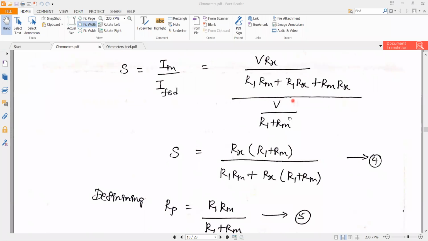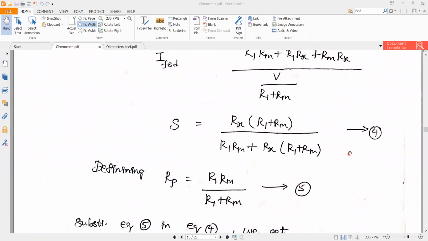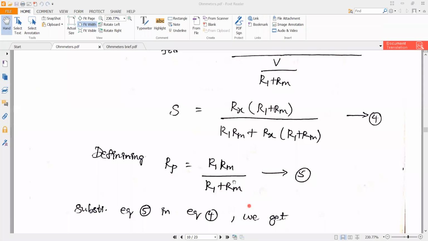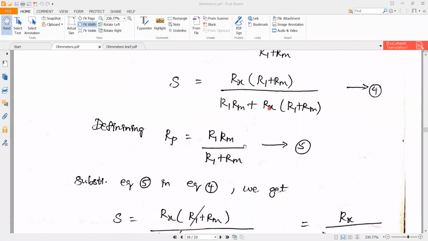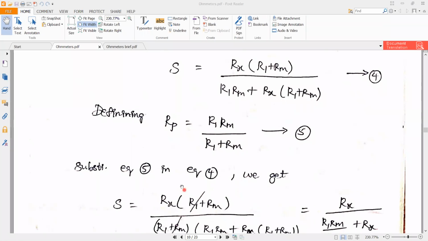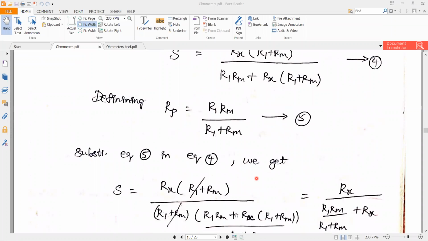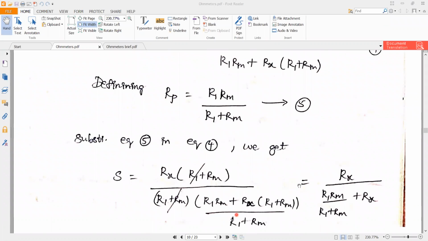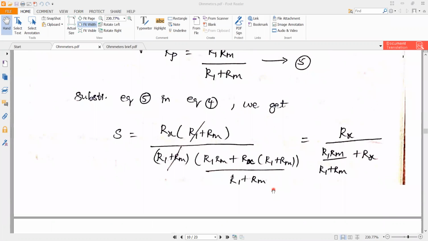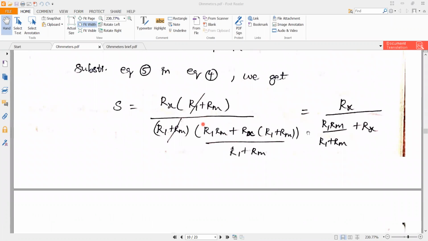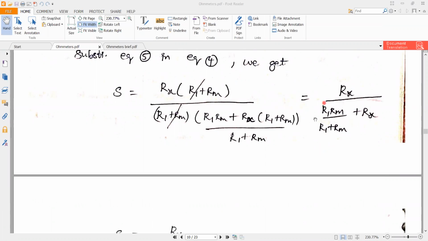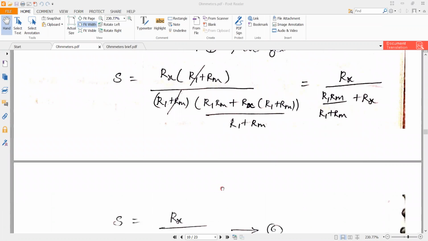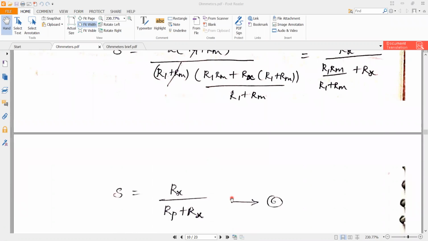Those terms are going to be minimized like this. Let it be equation number 4. And by definition, Rp is given by R1 and Rm in parallel, since those two resistors are in parallel. Therefore, Rp is R1 Rm by R1 plus Rm. Substitute this Rp value as equation number 5 in equation 4. Then the above S term will become Rx by Rp plus Rx. Therefore, S is equal to Rx by Rp plus Rx.